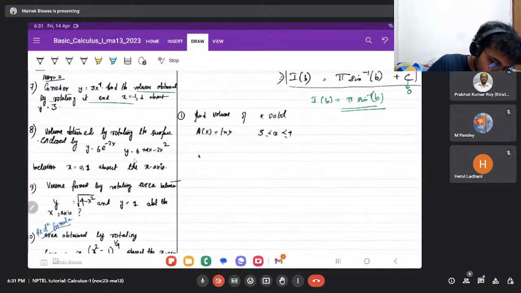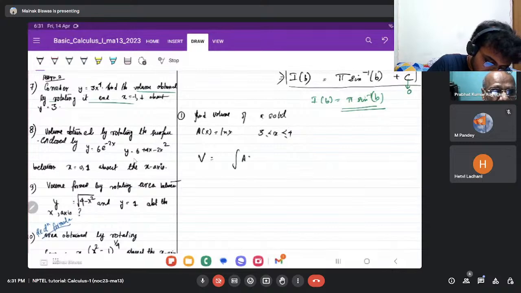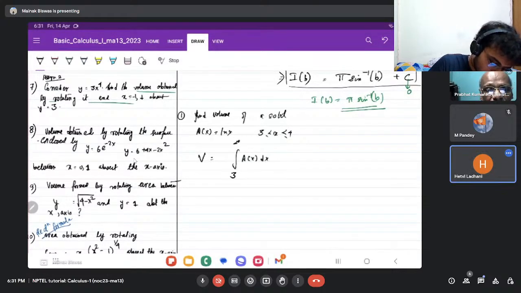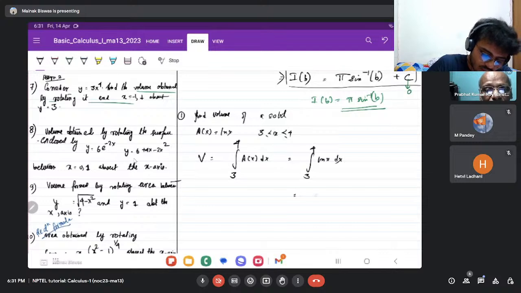So volume would be the integral from 3 to 4 of ln x dx. Correct, log x dx from 3 to 4. So what is log x? We have discussed. We will do integration by parts.